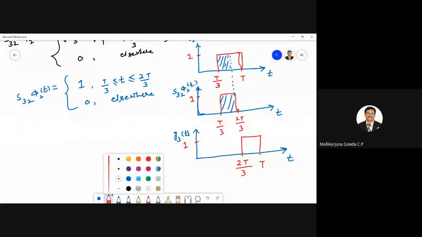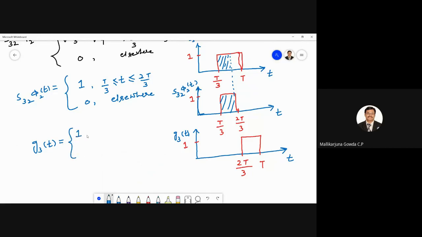Let me write it mathematically. G3 of t will be equal to 1 over the interval when t is less than or equal to t and greater than or equal to 2t by 3. And it will be 0 elsewhere. So what will be the energy of the signal G3 of t?